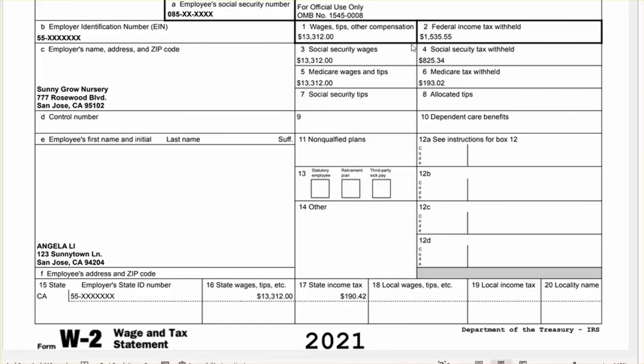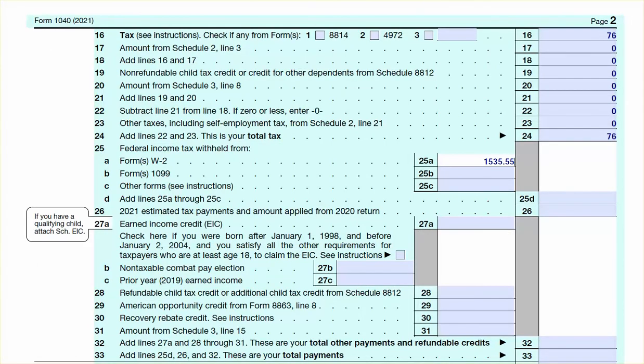So we can see that Angela had $1,535.55 withheld from her paychecks for the federal income tax. I entered that value on line 25A. In 25B and C, for Angela, we'll put 0. She had no additional forms telling us she had other income or taxes withheld. Adding 25A through C gives us our value for 25D.